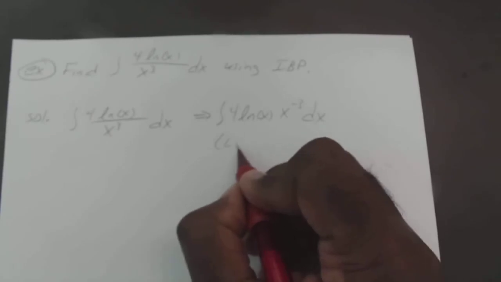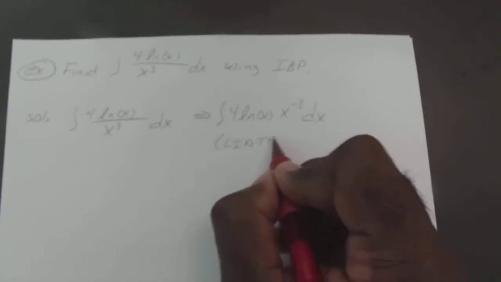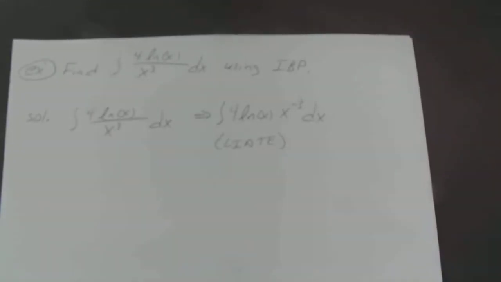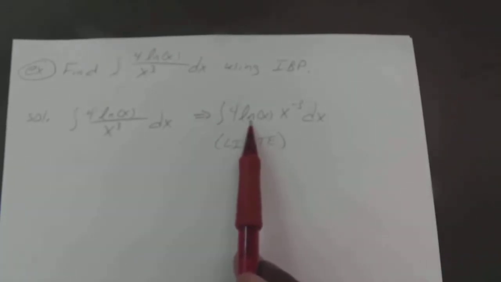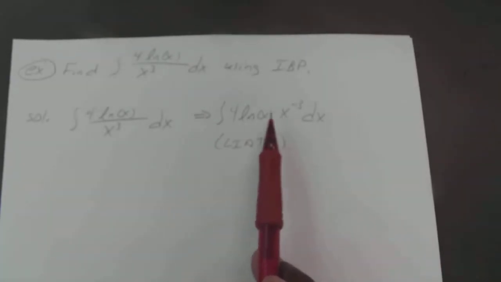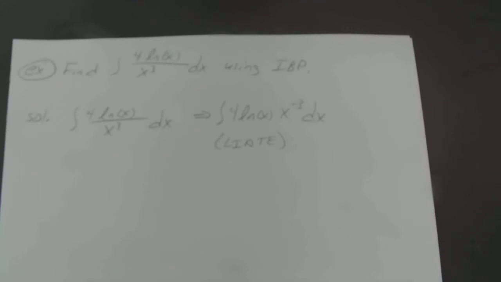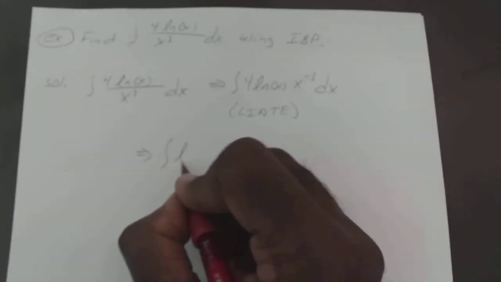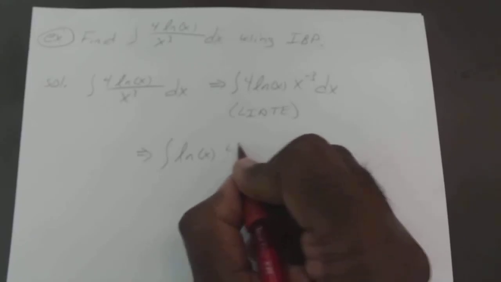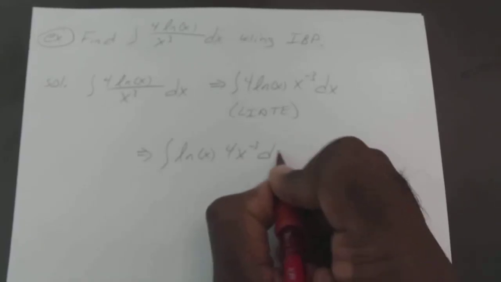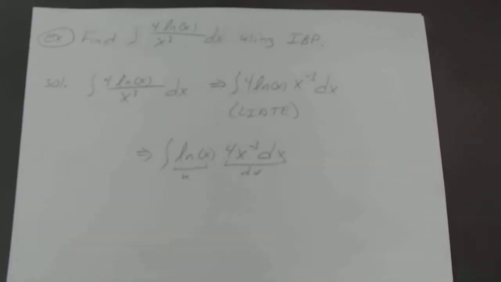Okay, so remember, using your LIATE acronym, logarithmic function comes before algebraic, so you're going to make your u equal natural log of x. Okay, so just to put it in order, say natural log of x, 4x to the negative 3 dx. That's your u, and that's your dv.